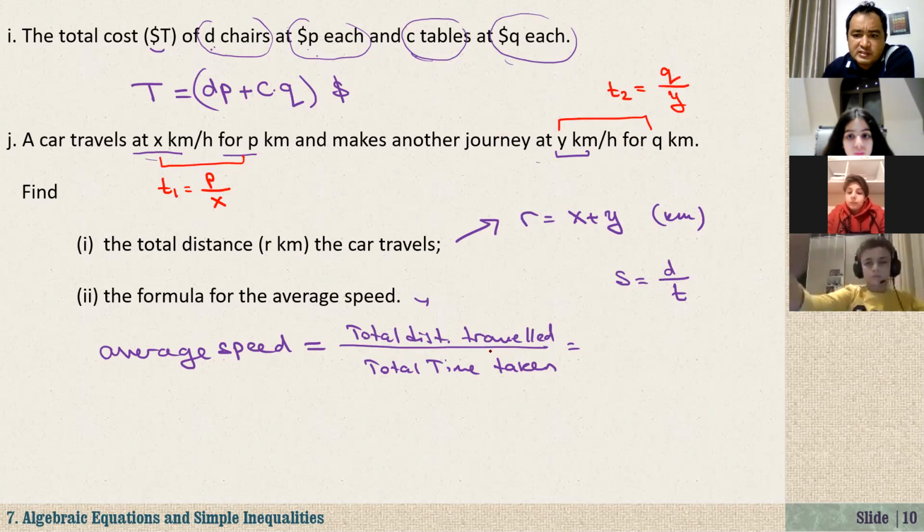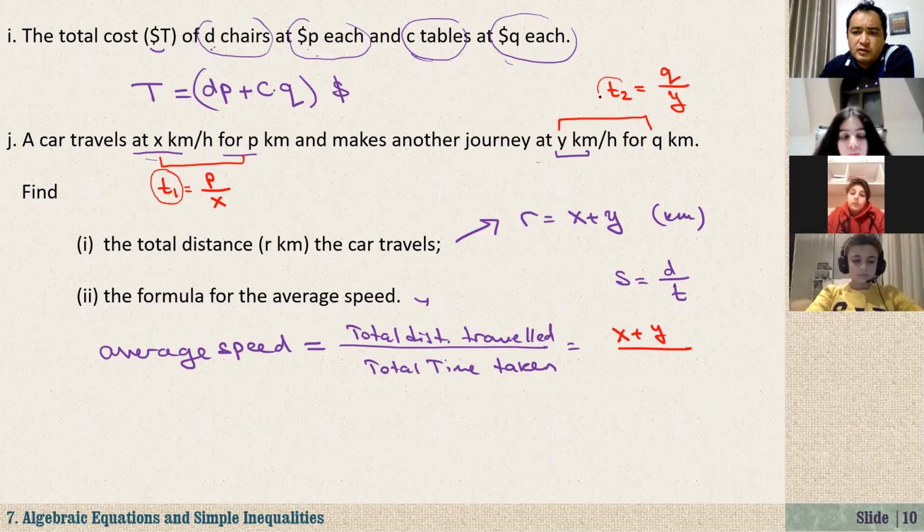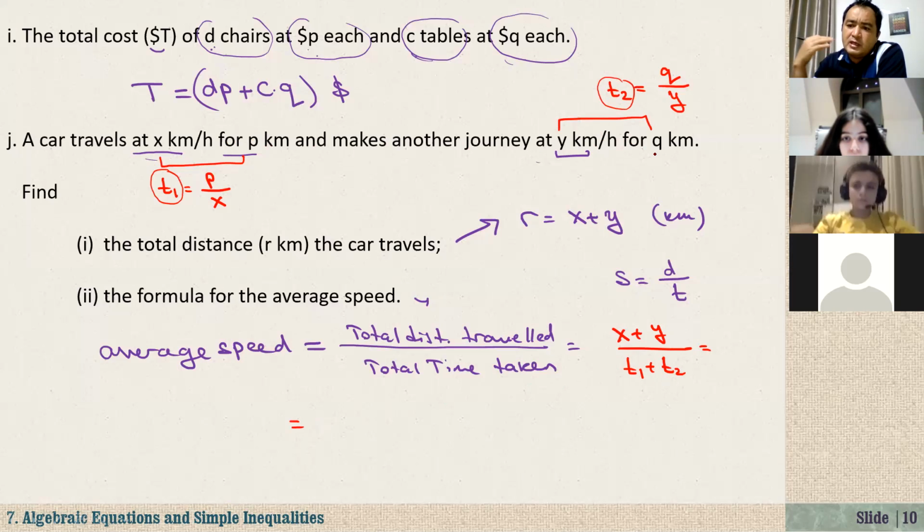So here the total distance traveled is P plus Q, over what is the total time? For the first journey, you spend T1 hours. For the second part of the journey, you spend T2 hours. So the total time is T1 plus T2. But actually, we have no information about T1 and T2, right? What is given here is X and P and Y and Q. So we have to express everything in terms of the given variables.